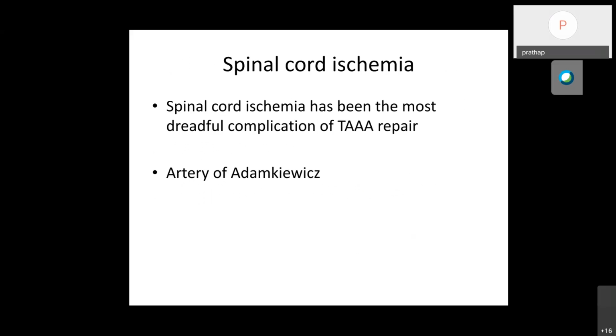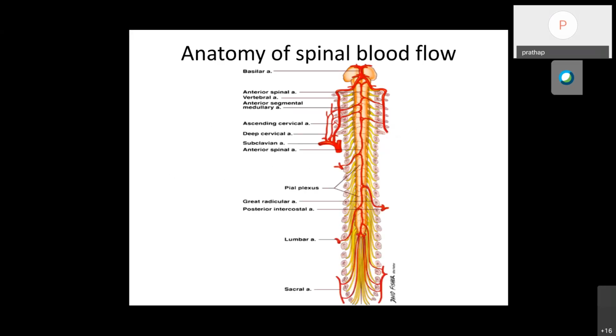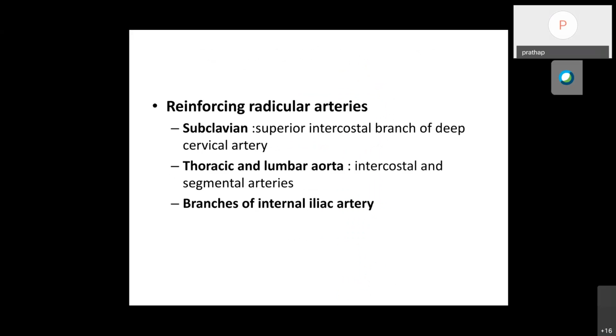So the important aspect of spinal cord TAA repair is spinal cord ischemia, which is the most dreadful complication. And coming to the anatomy of spinal blood flow, the spinal cord is supplied by the anterior spinal artery and a pair of posterior spinal arteries. The anterior spinal artery is a branch of the vertebral artery. It descends anterior to the spinal cord, and it is a very thin caliber artery, and it has multiple reinforcing arteries at various levels.